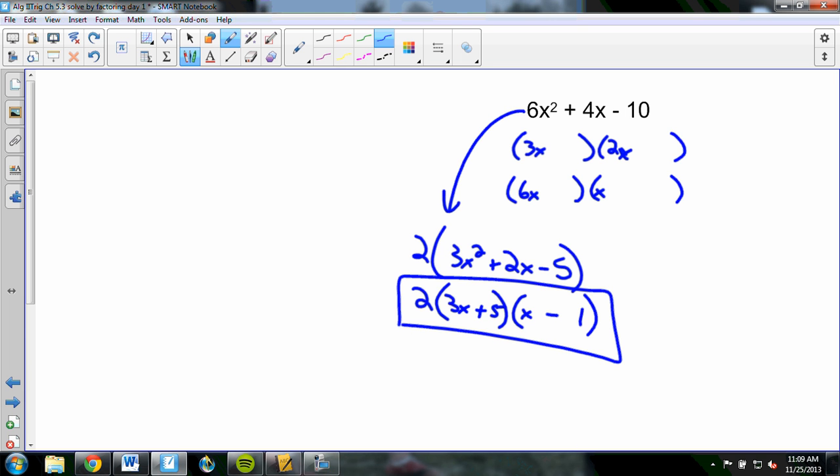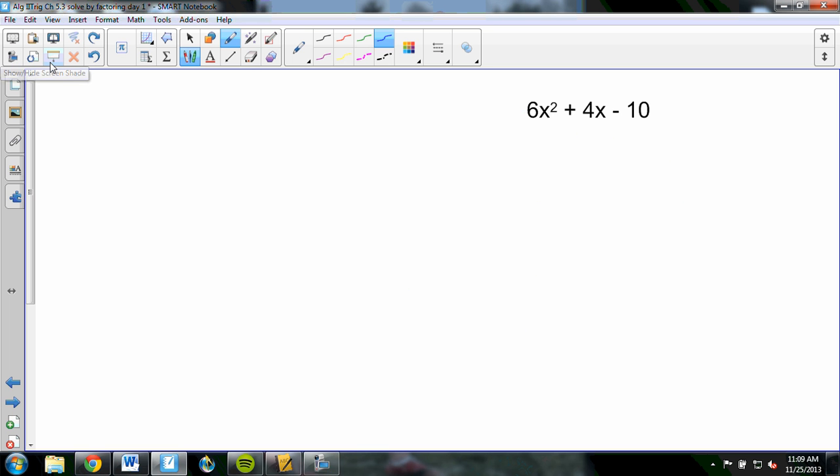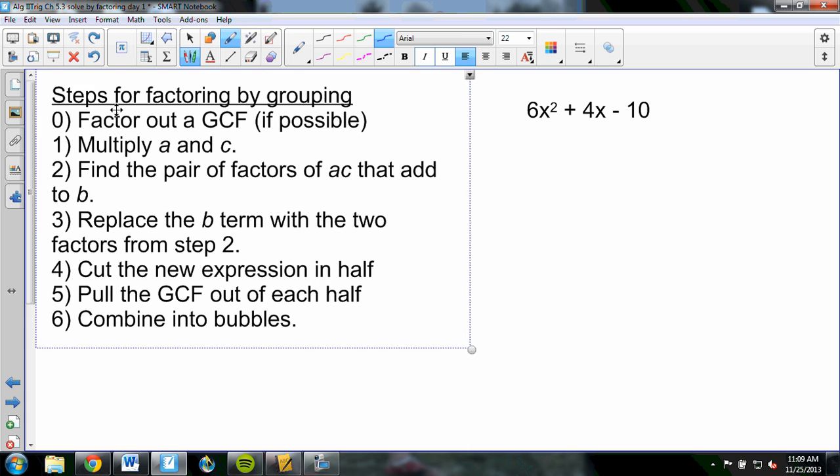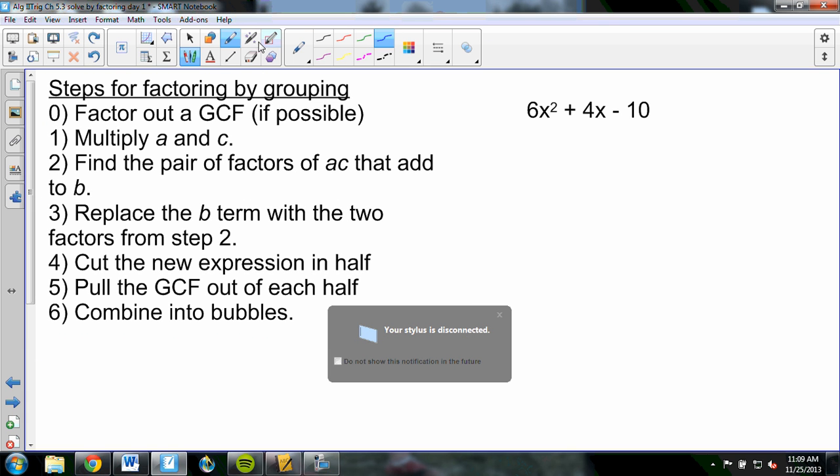But I'm going to show you a method now called factoring by grouping that'll work every time. It just takes a little bit longer. There we go. These are the steps for factoring by grouping.